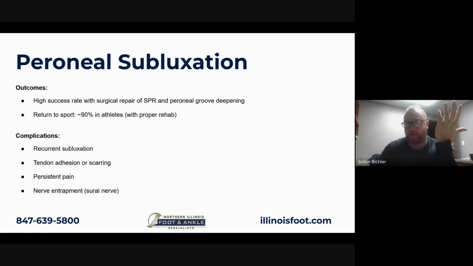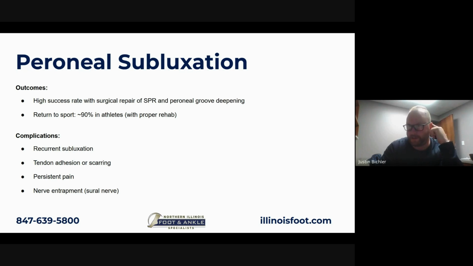And then just with outcomes, again, I always have the best outcomes getting people into physical therapy as quickly as possible. Pretty much all of my peroneal tendon surgeries involve an SPR repair. It's just basically inherent to the procedure. Not all of them involve peroneal groove deepenings, but when indicated, I do it.